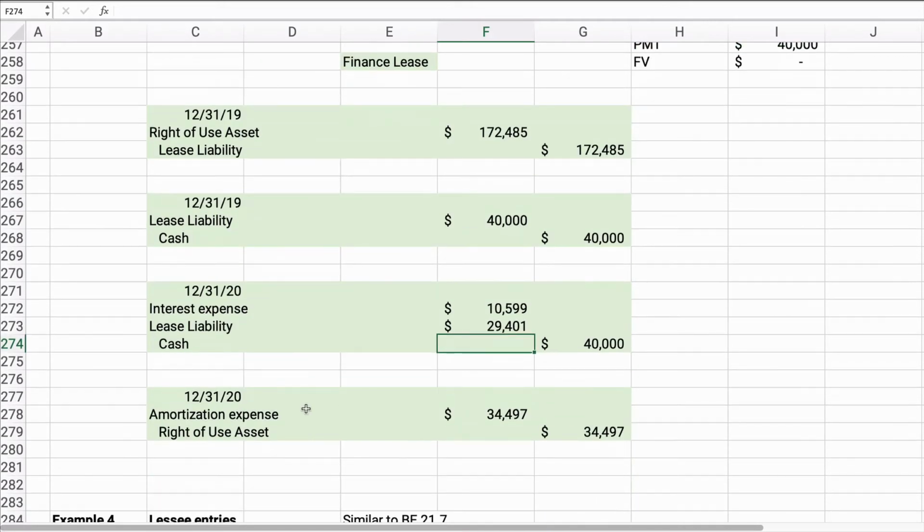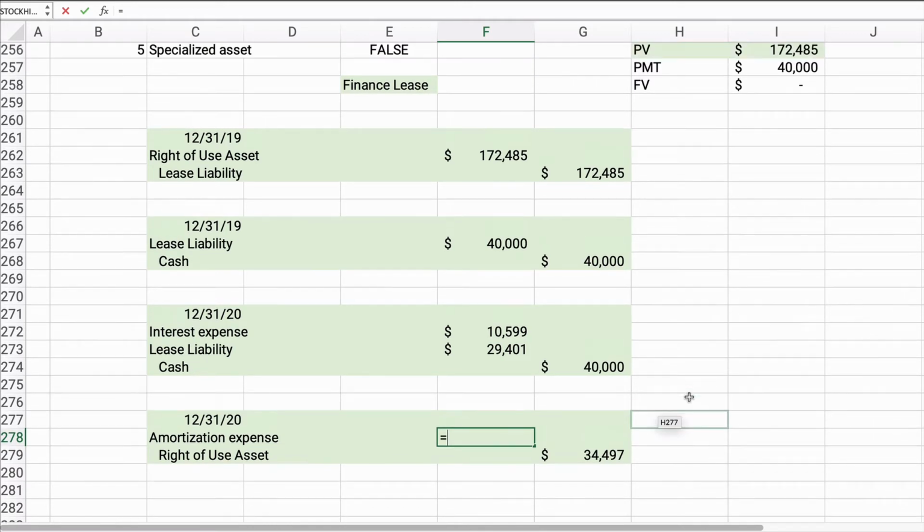The next one, what do we do about the amortization expense? We're going to take the right of use assets, which is $172,000 divided by 5. So that's $34,497 is how much our straight line depreciation is. Because this is a leased asset, we have to call it amortization expense. And we don't have an accumulated depreciation account because it's amortization. We don't have an accumulated amortization account, so we just credit the right to use asset.